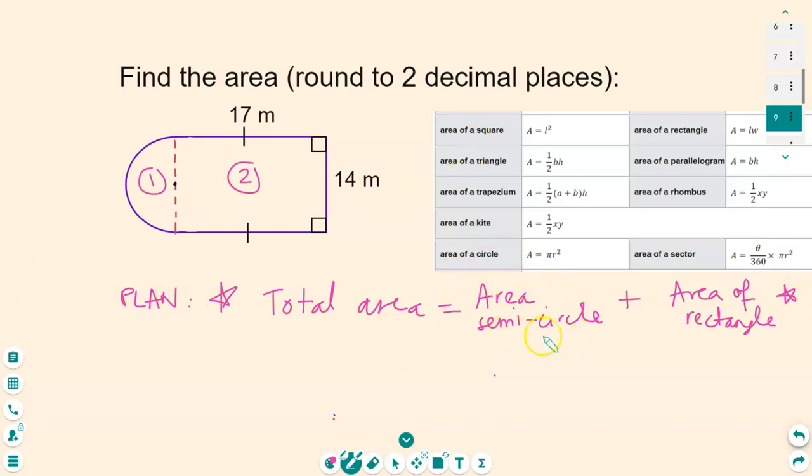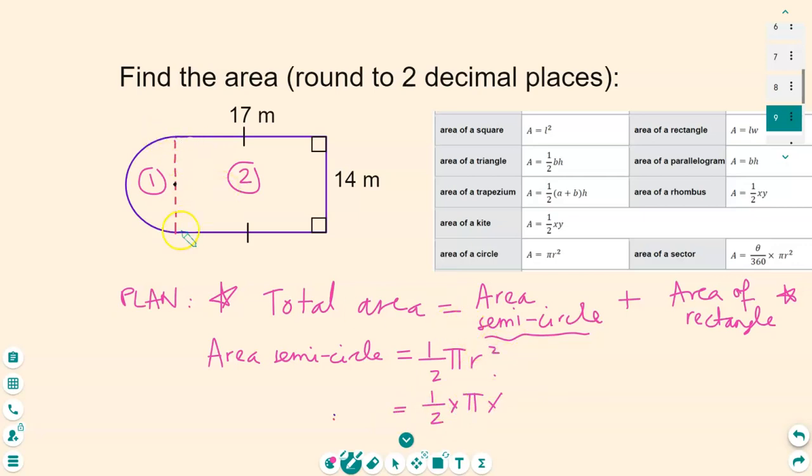Now let's calculate them both separately. I'm going to calculate this bit. Area of semicircle equals, well, it's a fraction of a circle. We know the area of a full circle is pi r squared. So this one's going to be half of a circle, half pi r squared. So half times pi times the radius squared.